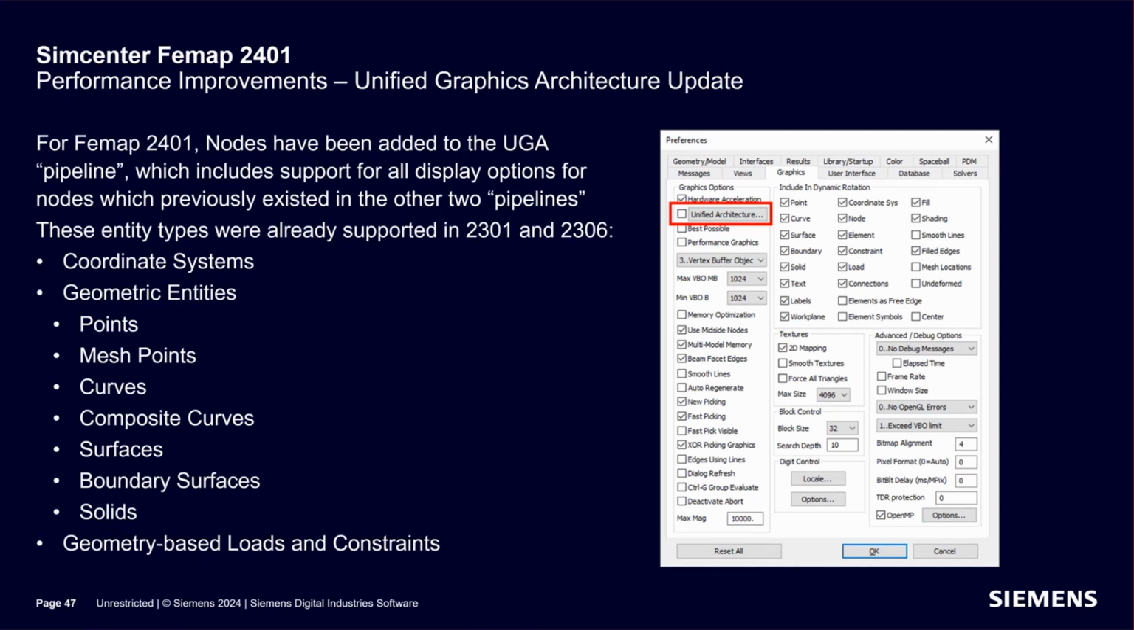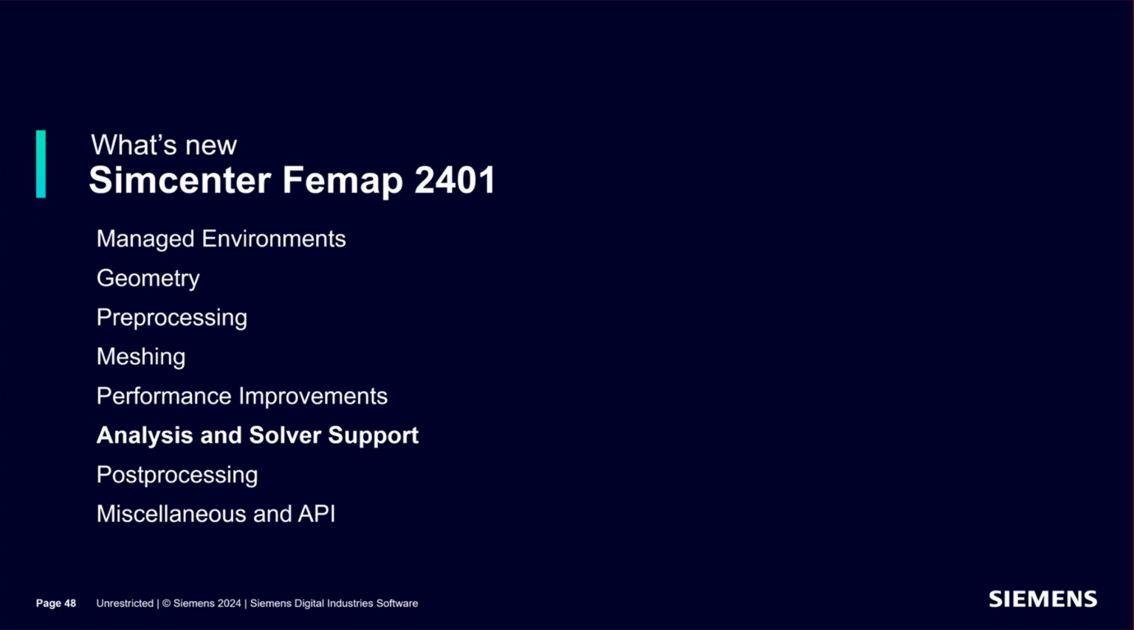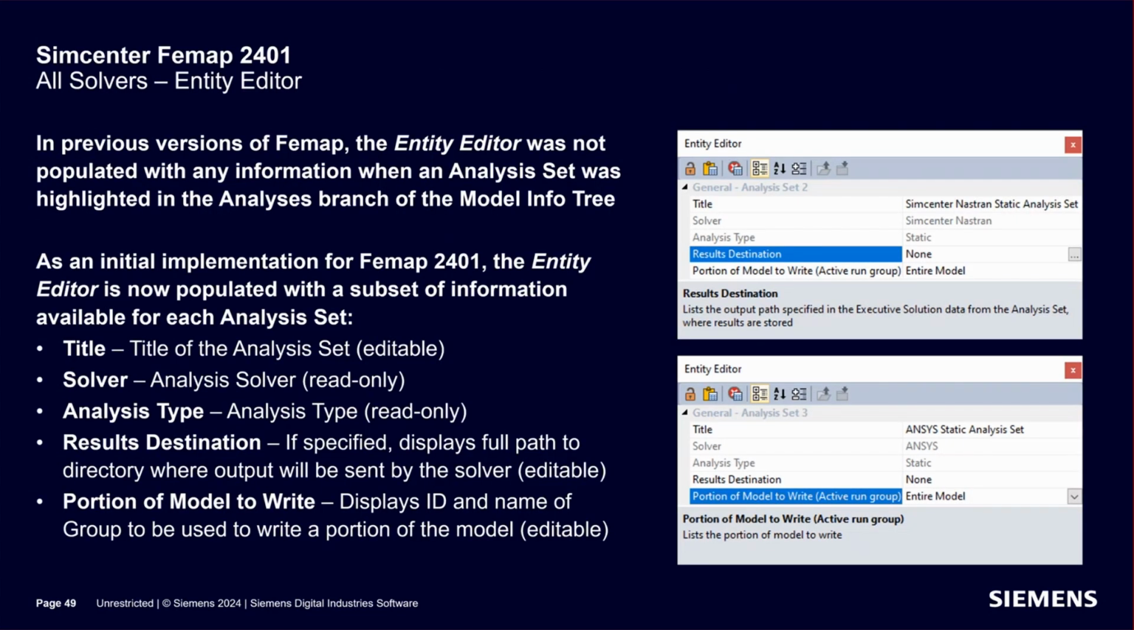So again, this is what's currently supported with UGA, and we'll get into a bit more about that on the back end. For whatever reason, if you were looking at an analysis set with the entity editor, we showed you basically nothing. We literally gave you no information. It just didn't fill anything. So now at least you're getting, hey, what solver is it? What analysis type? What results destination? And if you have the portion of model to write on, which is probably the most important part, especially if that's something you use, which we know folks do.